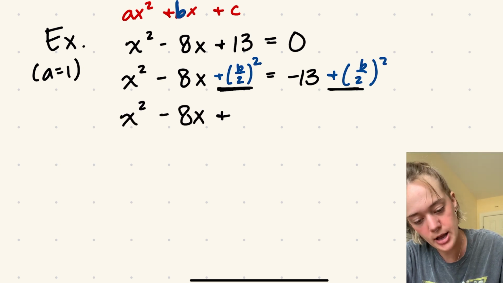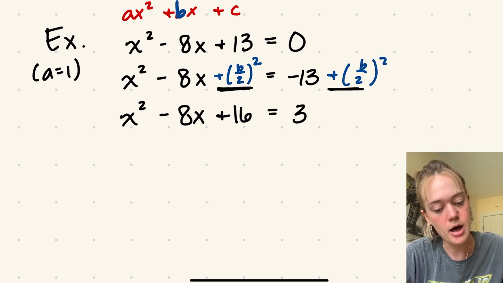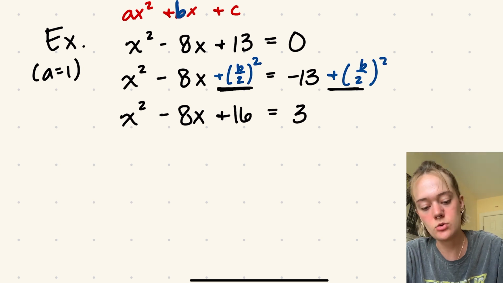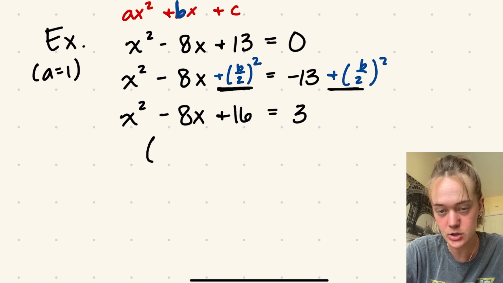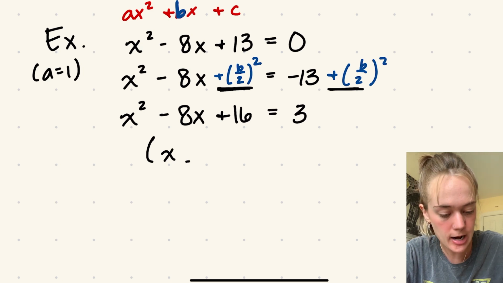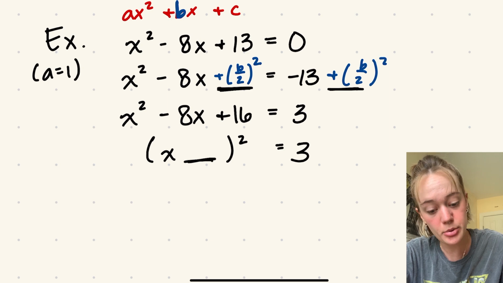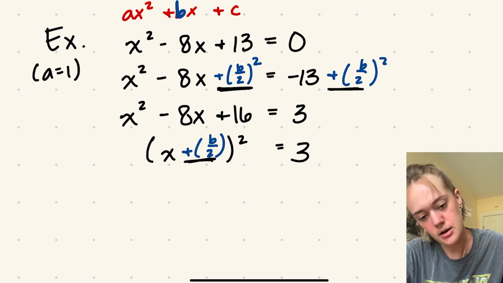So I'm going to have that plus 16. My negative 13 plus 16 is just going to give me a positive 3. Okay, now it's time for me to actually create my perfect square. So what we have is a perfect square right here, but we want to put it in that kind of factored-ish form. So this time we're going to have x and then our blank squared, and that's going to be equal to 3. And in this blank, what I'm going to put is my original b divided by 2.